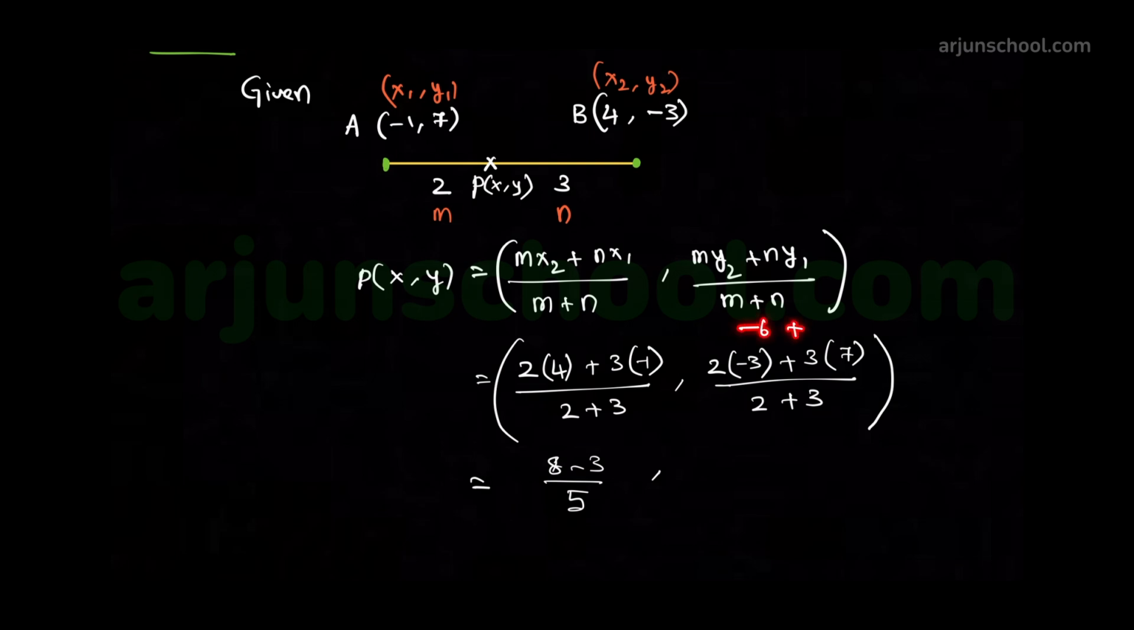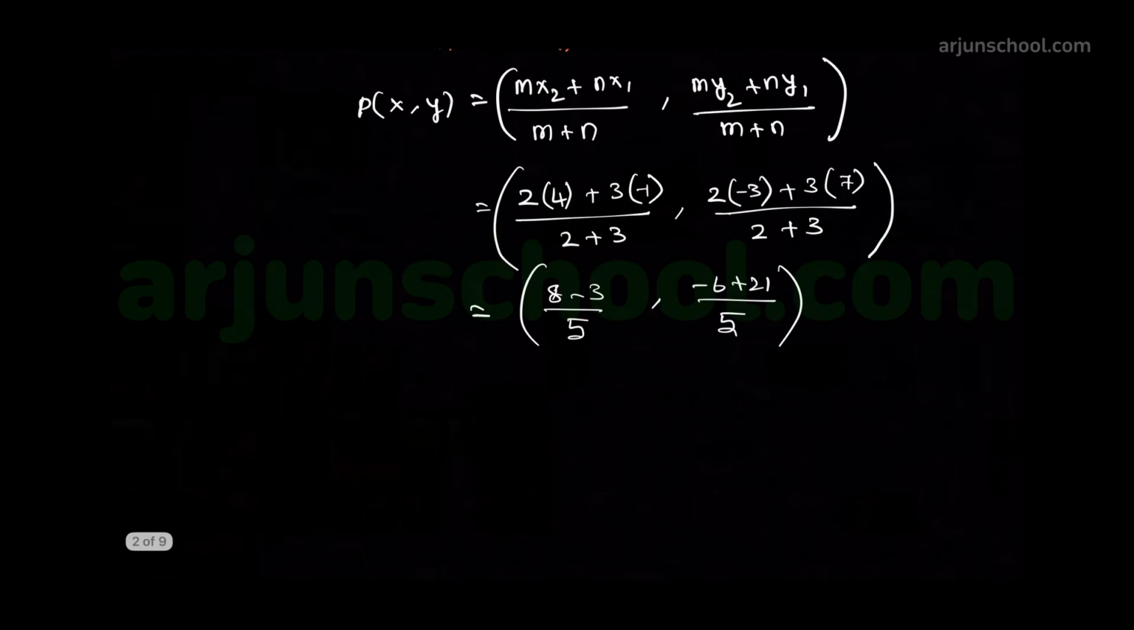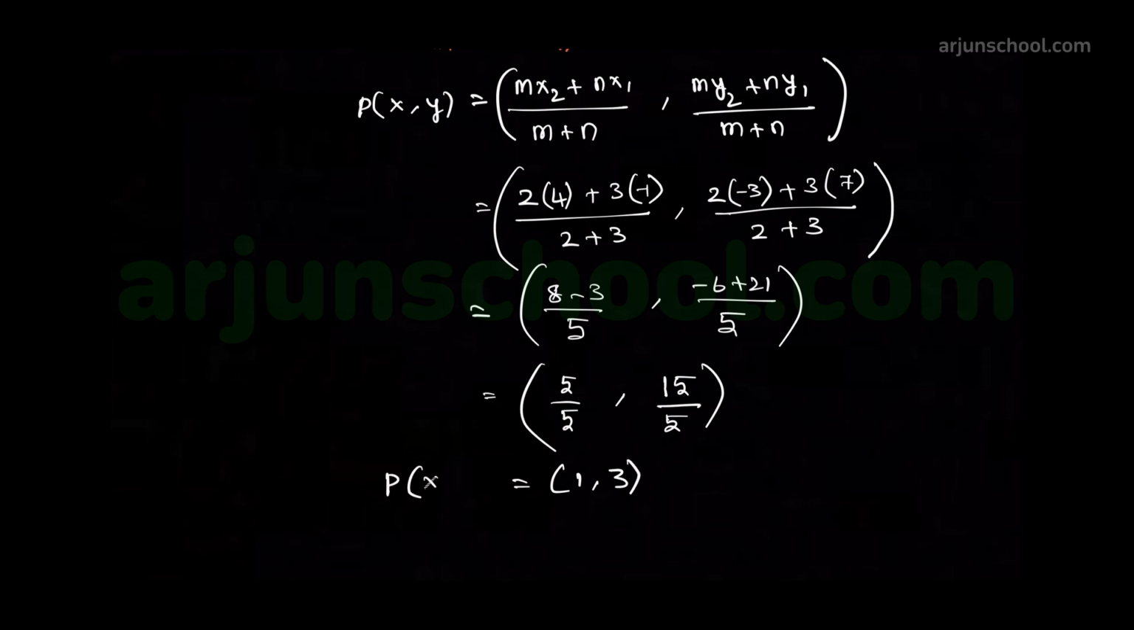2 times -3 is -6 plus 3 times 7 is 21 divided by 5. 8 minus 3 is 5. 5 divided by 5. -6 plus 21 is 15. 15 divided by 5. 5 by 5 is 1. 15 by 5 is 3.